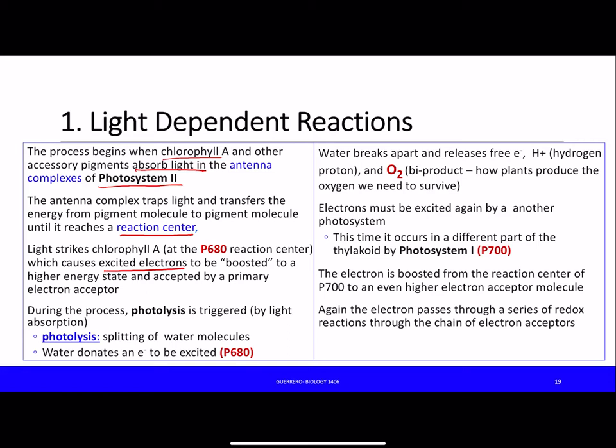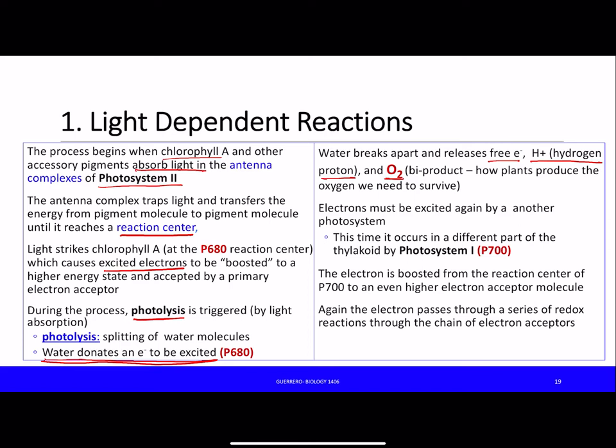Now, in the process, we're going to split water, in a step known as photolysis. The reason we need to split the water is because the water has to donate its electrons to that photosystem so that they can be excited. Now, when the water breaks apart, it's going to release electrons. It's also going to release hydrogen protons, which we need to make ATP. And then it releases oxygen, which is a byproduct, and it's just going to leave the leaf.